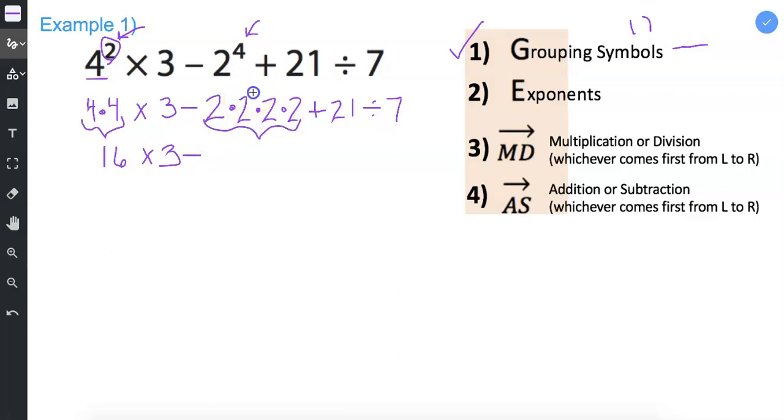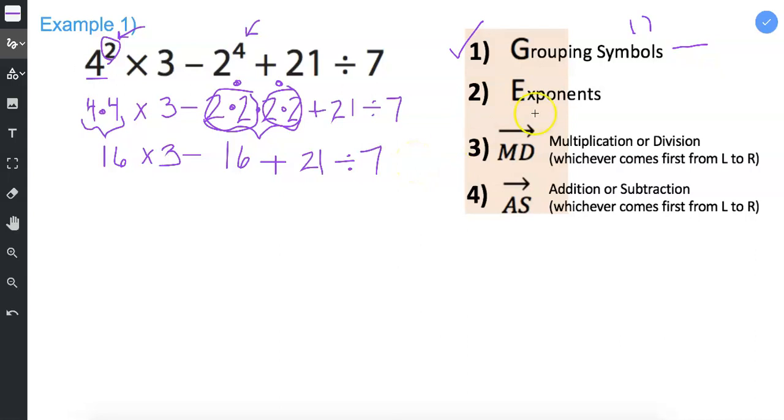And then I'm just going to think about this in parts. 2 times 2 is 4, and this 2 times 2 is 4. And then if I multiply this 4 by this 4, I will get 16. Copy down the addition sign and the 21, and then the division by 7. A lot of math is just carefully carrying down the numbers, being neat and orderly.